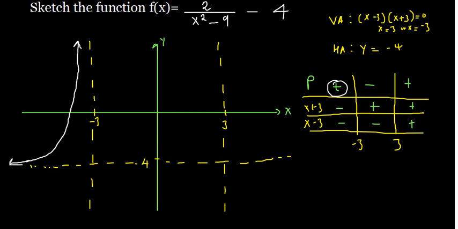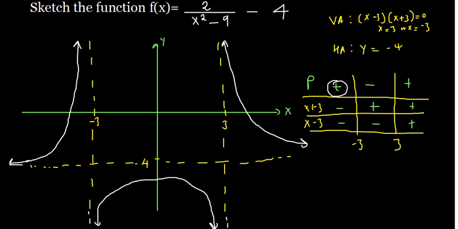Between negative 3 and positive 3, the function is negative, meaning below the horizontal asymptote. So it's going to be below here, going down there and also going down. You will not be able to cross these asymptotes. That's why they are there. Above positive 3, the function is positive, meaning it is going to be above the asymptote, like that.